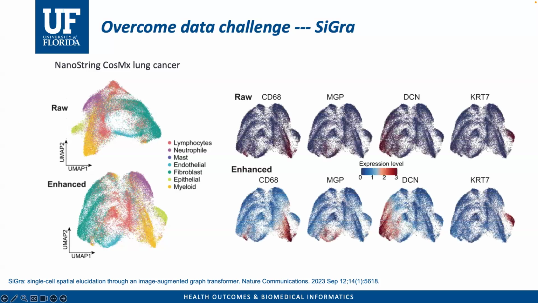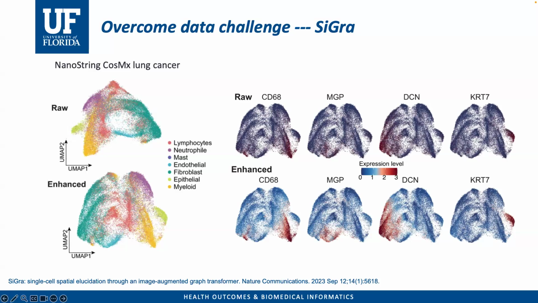And I also showcase another example. The lower panel is the enhanced data that we learned. It shows strong contrastiveness that is indicative of the specific cell types compared with the raw data. Because if you look into the raw data, the signal is very poor, so you cannot tell which is which.